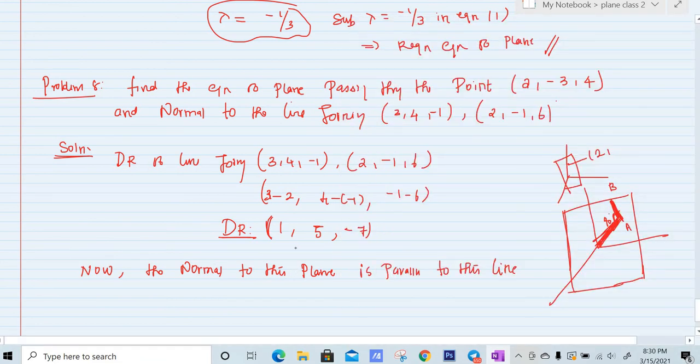The normal to this plane is parallel to the line, right? That means we just form, this is a, b, c, right? So the equation will be x plus 5y minus 7z plus k is equal to 0, because it is parallel. Why? Because you can see this plane, now the normal to this plane is parallel to the line. Which line?